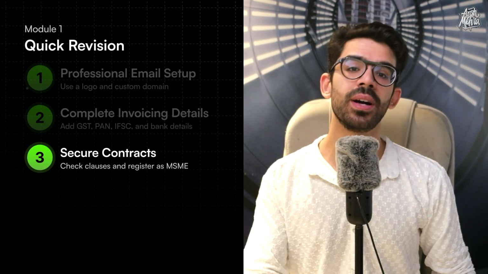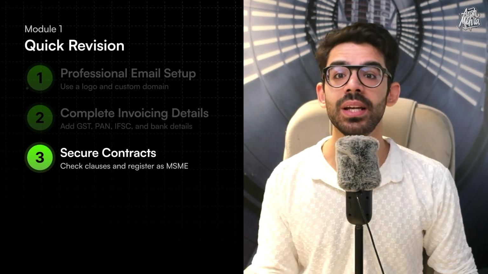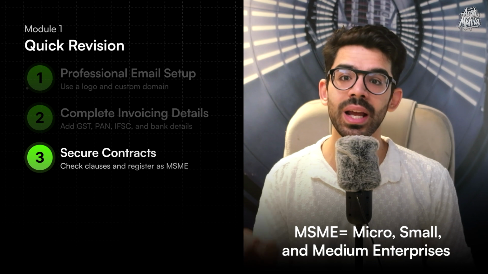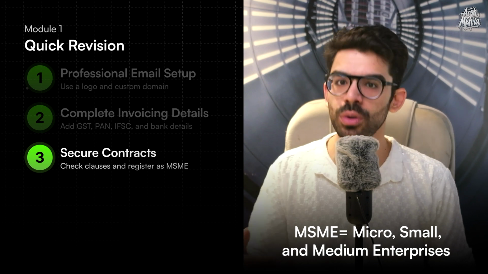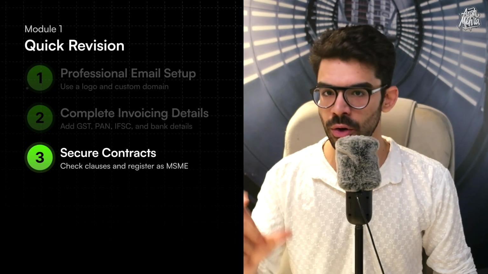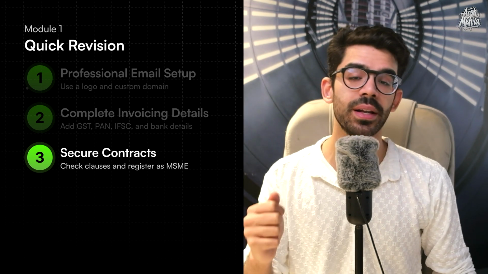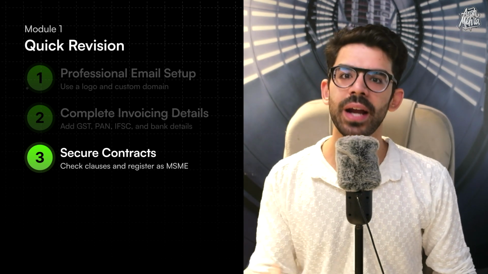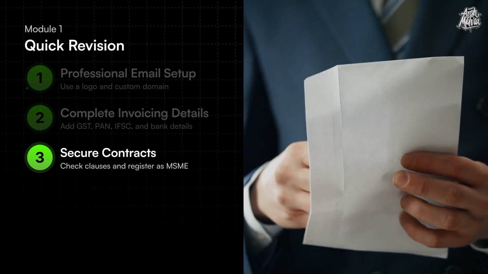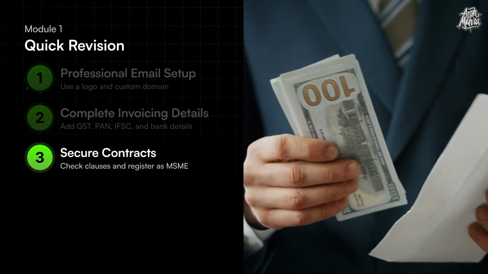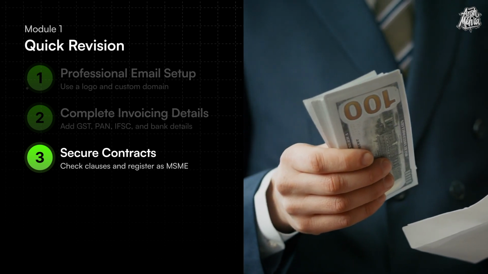Try to register your company as an MSME company, which is micro, small and medium enterprises. You have to go through some paperwork. You can apply online as well, because if your company has GST and if it is registered under MSME, then every brand or agency you work with will be officially liable to pay you within 45 days of sending the invoice.